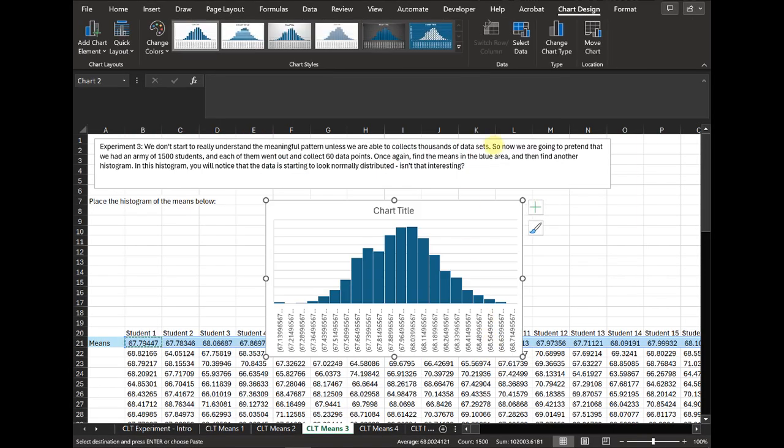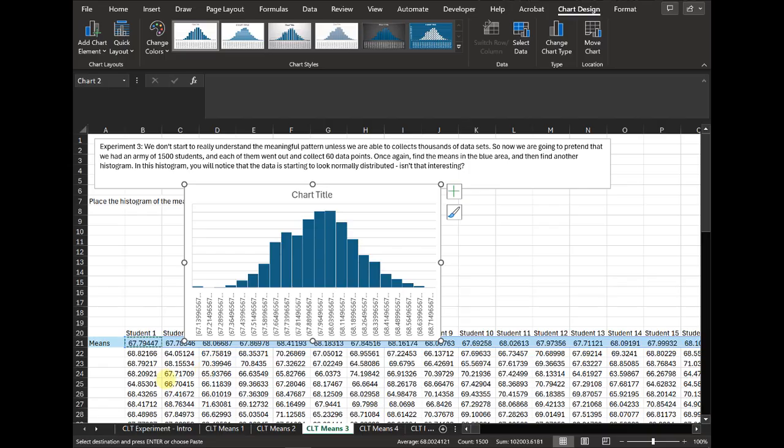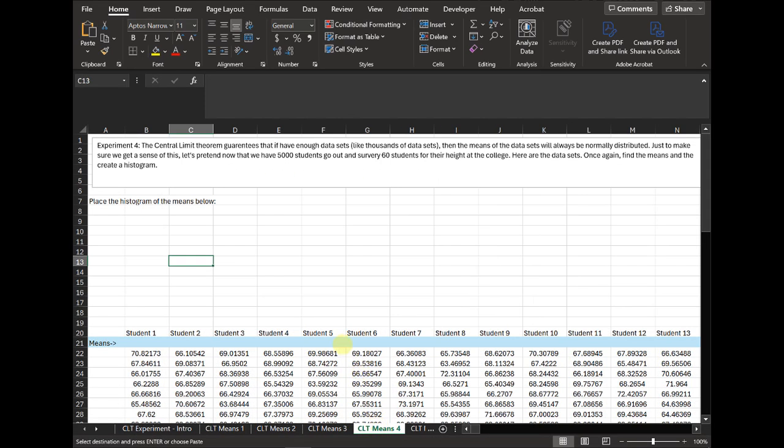And so this is kind of the point of the central limit theorem. When you do this enough times, you take enough samples, the way that the means are distributed on a histogram will start to emerge as a normal curve. We saw that when I only had 50 sets of data, so I had 50 means, the histogram didn't look like anything. But now I have 1,500 means, and you can start to see how this is looking like a normal distribution. So let's continue on.